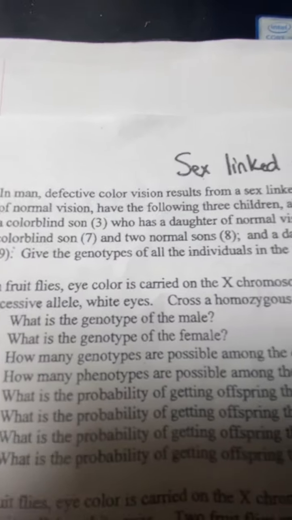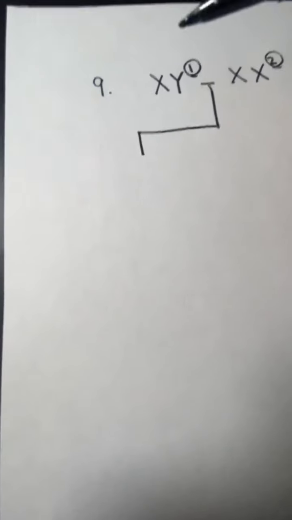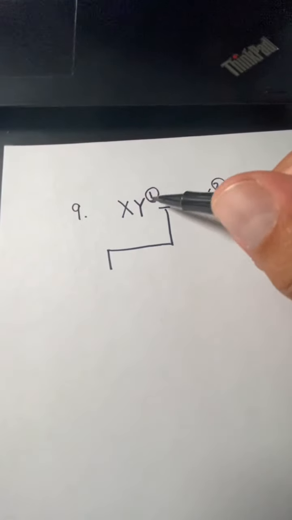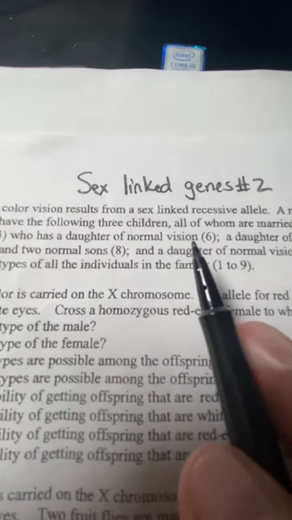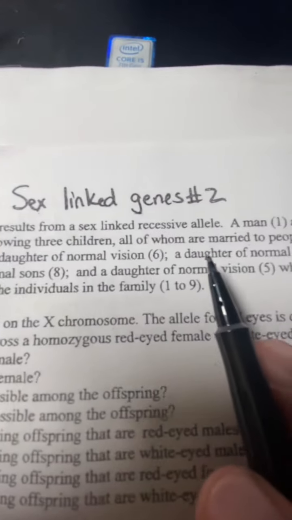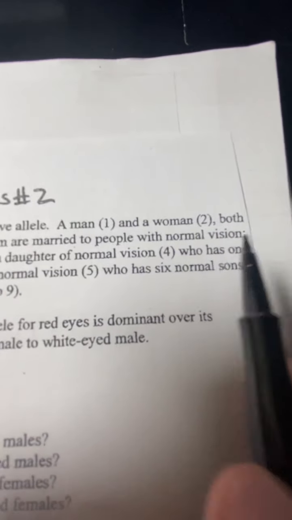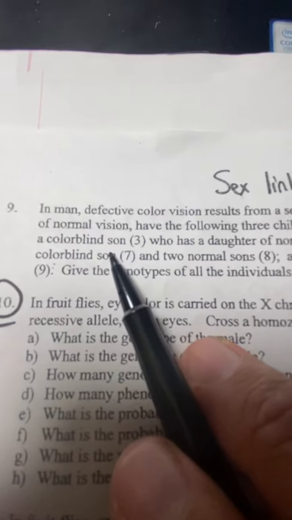A man and a woman, both of normal vision, have the following 3 children. The way we represent their offspring is we draw a line straight down. I'm going to draw a line over now because they had 3 kids. By the way, these numbers would also be names if we knew who they were. Now they're just individuals. Had 3 children. All of whom are married to people with normal vision. That's important. So they had a colorblind son.